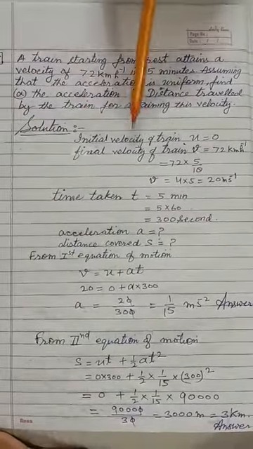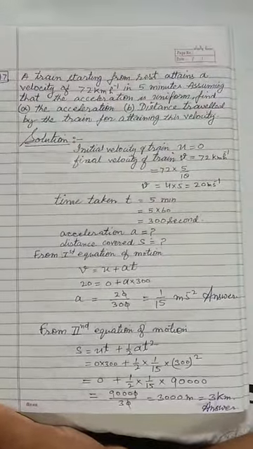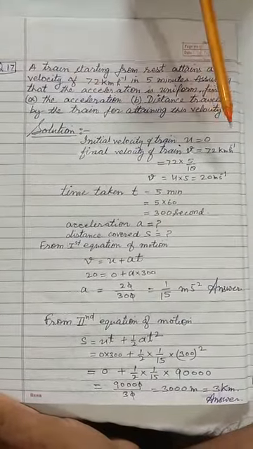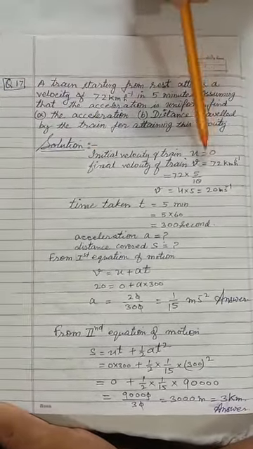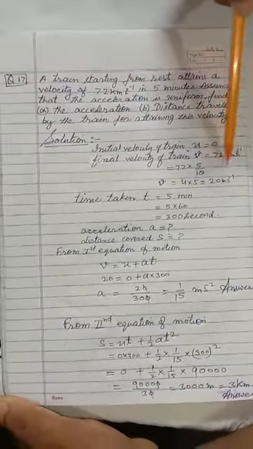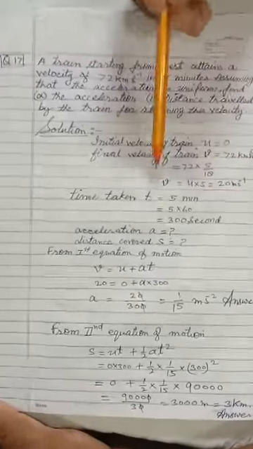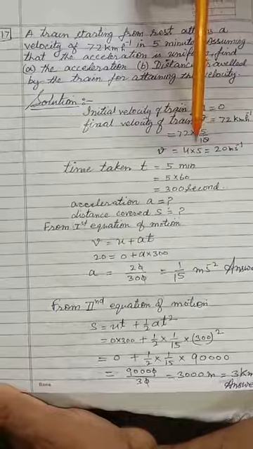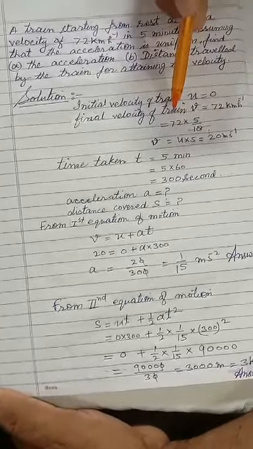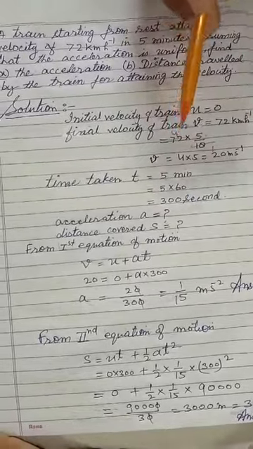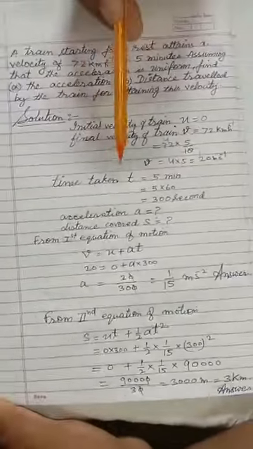The initial velocity of the train u is equal to 0 because it is starting from rest. Final velocity of the train v is equal to 72 km per hour. We will convert this 72 km per hour into meter per second by multiplying by 5 by 18. So final velocity v is equal to 18 1 18, 18 4 72, 4 5 the 20 meter per second. Time taken t is equal to 5 minutes.